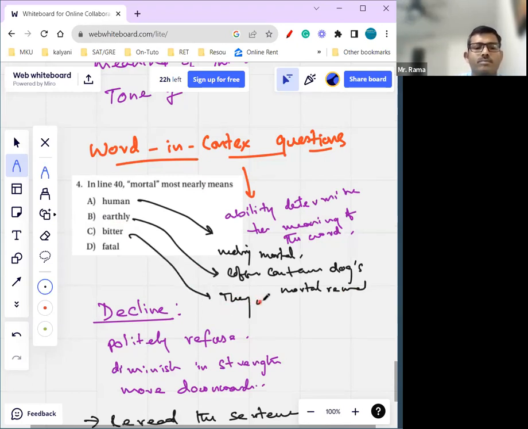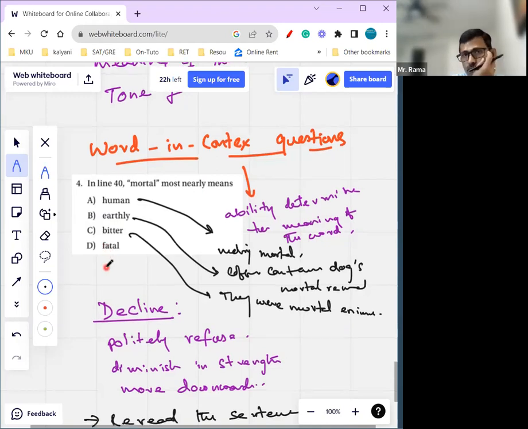They were mortal enemies. Then it is bitter, basically, okay? But for example, the infection turned out to be a mortal one. That means it's fatal, basically, okay? So the infection turned out to be a mortal one means that it's basically fatal. So obviously it depends on the context.